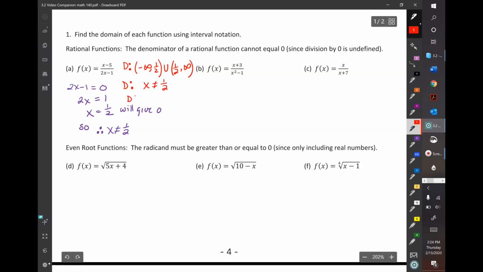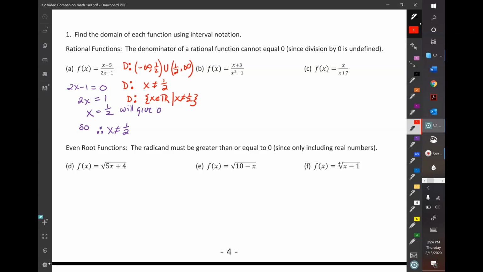We could also write it in set builder notation. So technically we would have this x. I like to write x as an element of all real numbers, so like a double-lined R and then a straight line such that x is not equal to a half. And that's pretty comprehensive.